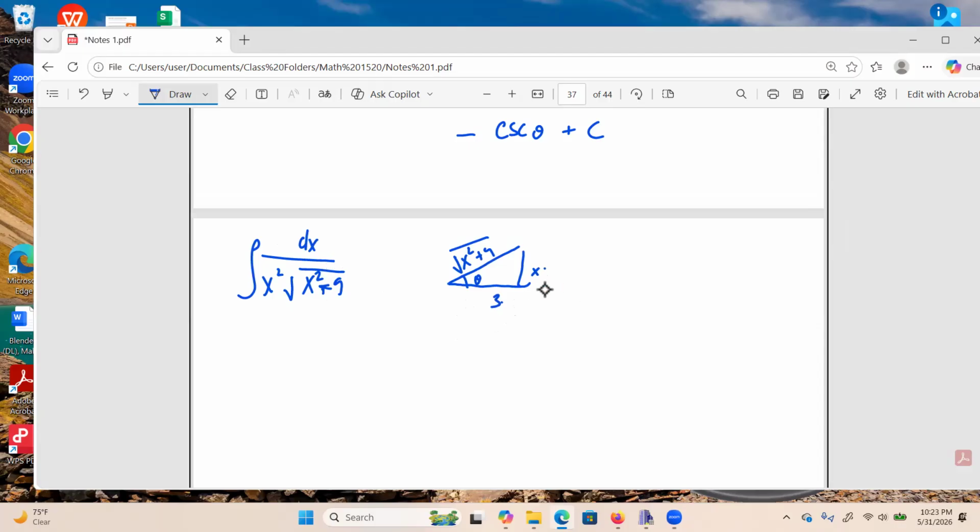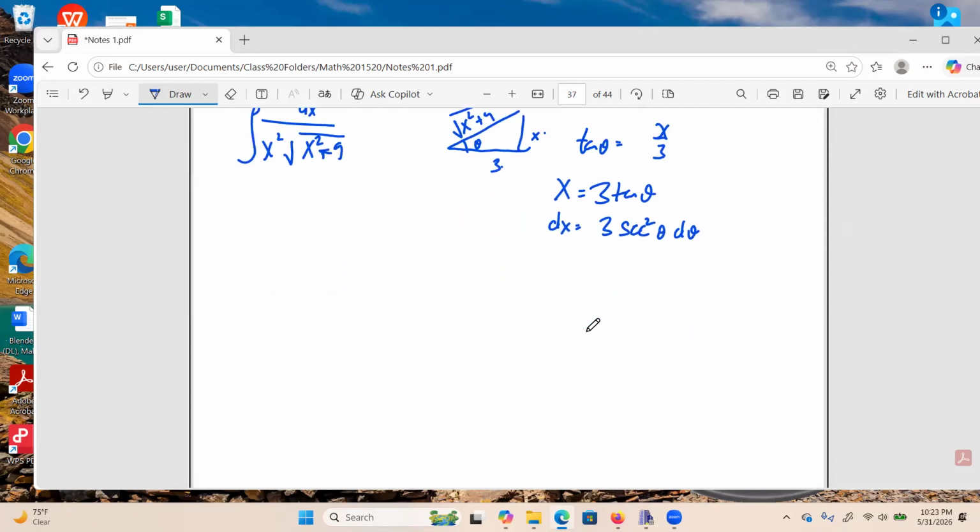All right, let's go ahead and figure this out. So we have tangent of theta is equal to x over 3, or x is equal to 3 tangent of theta. dx would be 3, the derivative of tangent is going to be secant squared, so 3 secant squared theta d theta, right? Since we have x is equal to 3 tangent theta, we know that x squared is going to be 9 tangent squared theta, right?